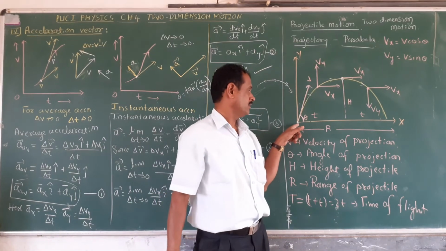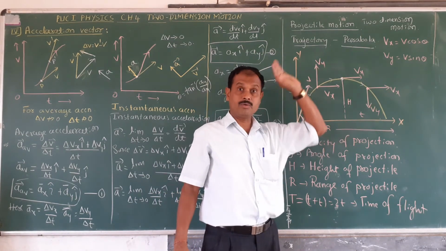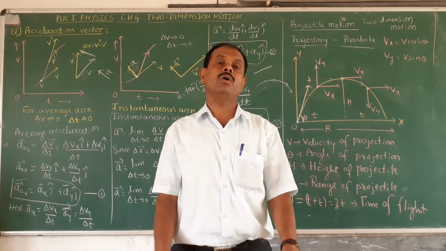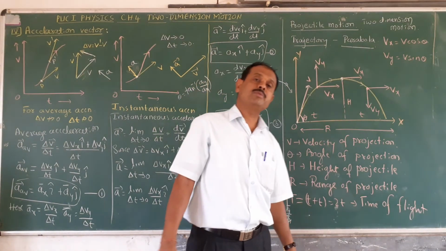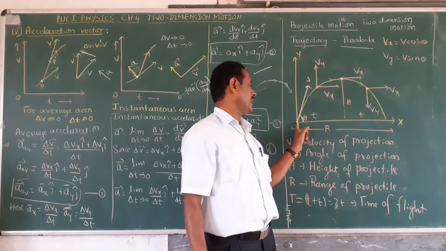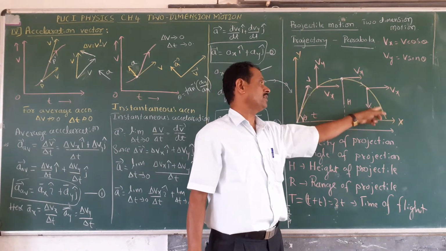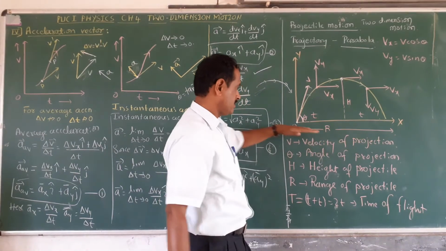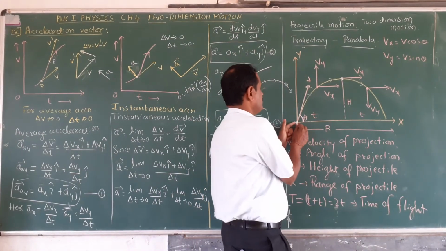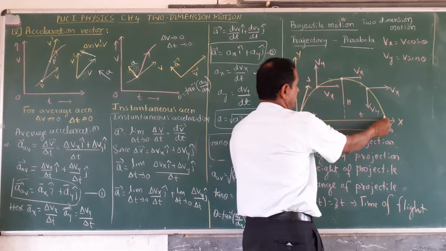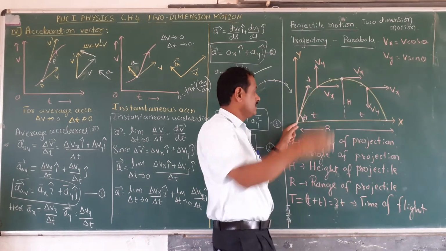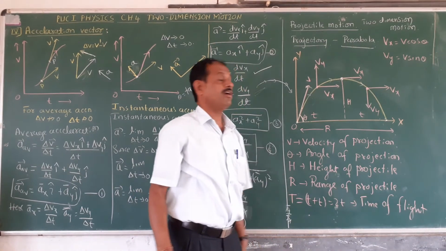Maximum horizontal distance covered by the projectile in time equal to the time of flight is called the range of the projectile. Now the total time taken by the projectile to reach the reference surface, this is the reference surface. It is projected from the reference surface, and again reaches the reference surface with a certain horizontal distance. That time is called time of flight.